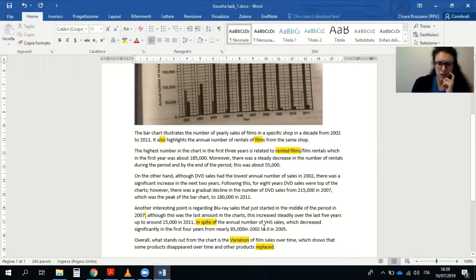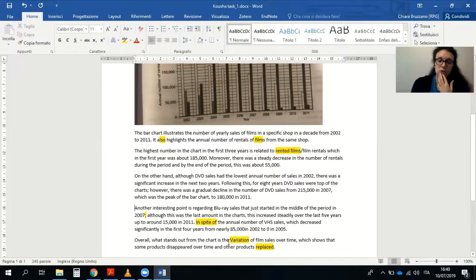In spite of the annual number of VHS sales, now in spite of means it's the same as despite. So I don't know exactly what you wanted to say here, but I don't think you wanted to say despite. You may have wanted to say conversely, or on the other hand, perhaps, which decreased significantly. And again, this is reading a little bit too much like a list to me, just a list of numbers.